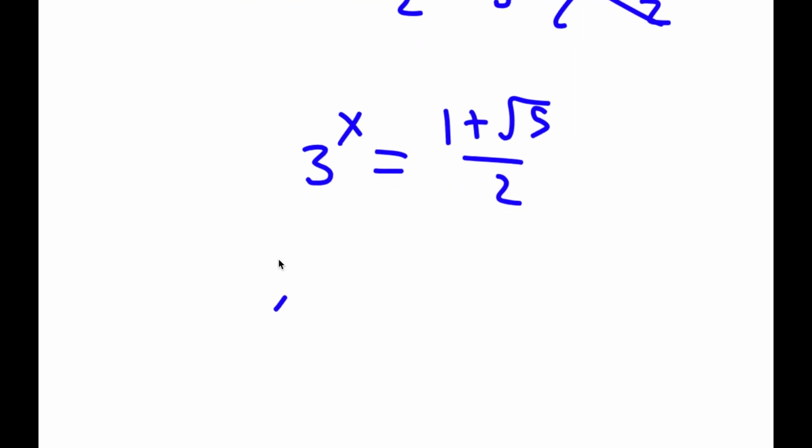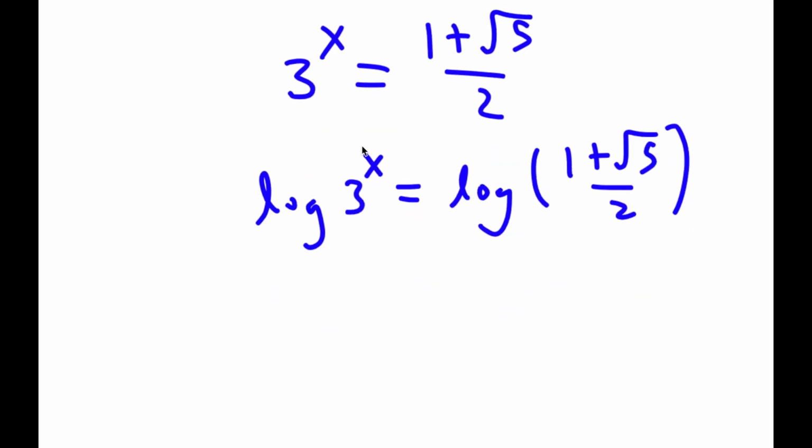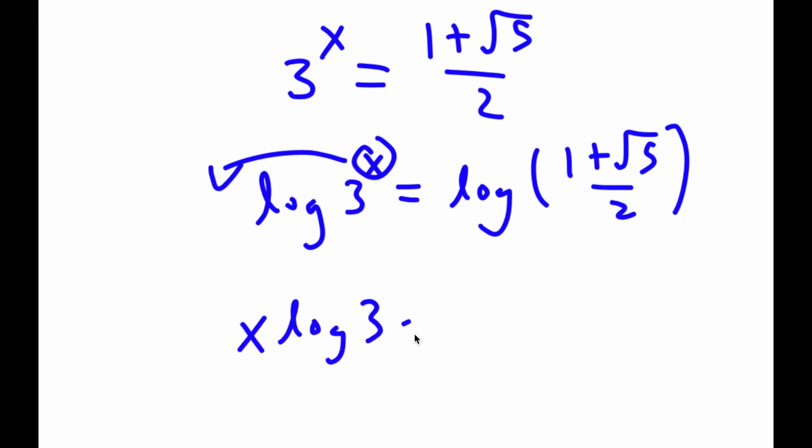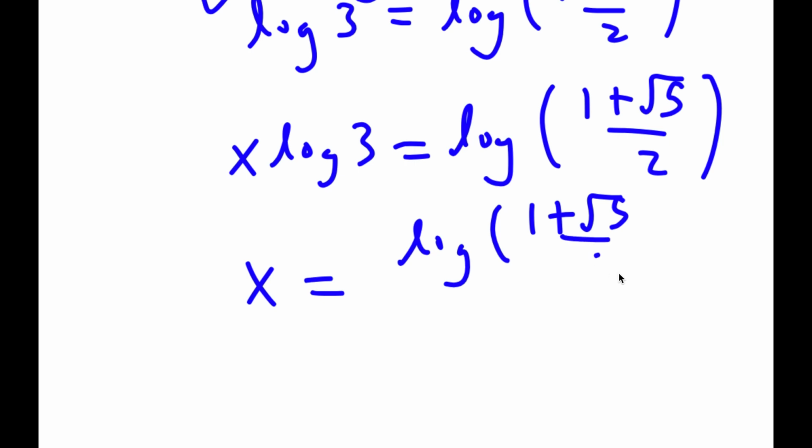I'm going to take the log on both sides, so I have log 3 to the power of x is equal to log of 1 plus the square root of 5 over 2. Now I can move this to the front, so now I have x times log 3 is equal to log of 1 plus the square root of 5 over 2. And if I divide both sides by log 3, I get x is equal to log of 1 plus the square root of 5 over 2, over log 3.